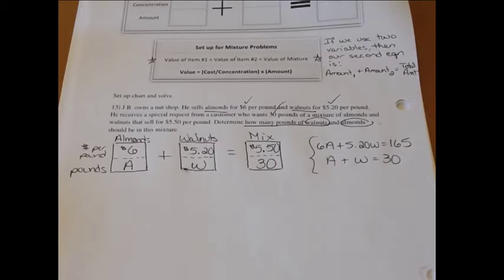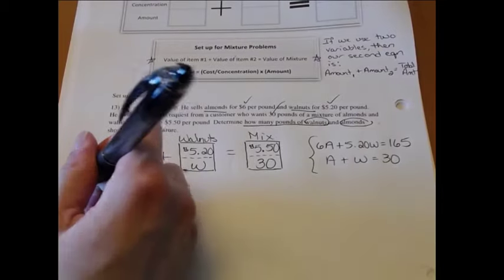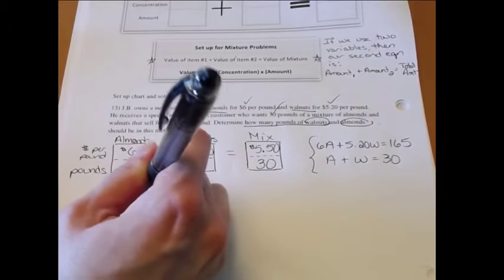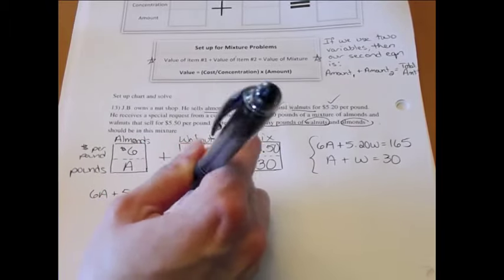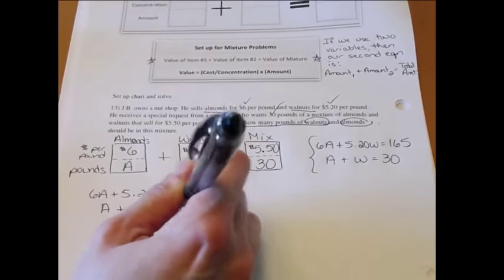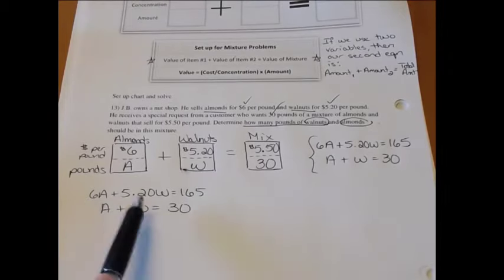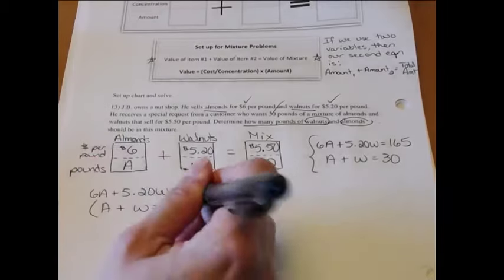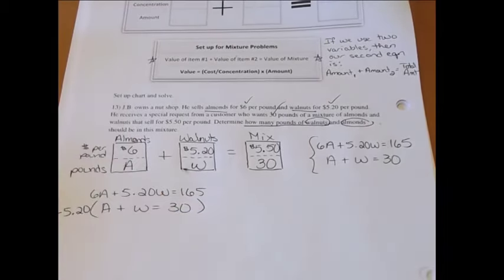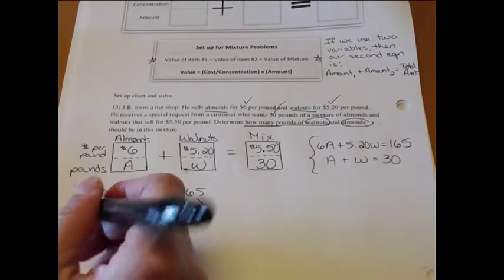So now we're going to solve this system. I'm going to speed through this just a little bit since we've done a bunch of these already. I am going to use elimination. Again, that's my preference. You can use substitution if you would like. In this case, when I look at the A and W variables, I notice the coefficients rather, I notice that the W has the smaller coefficient. So I'm going to take the second equation and I'm going to multiply by negative 5.20. So that way my W's will cancel.